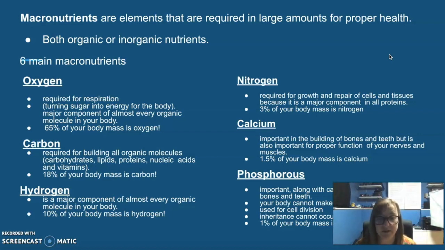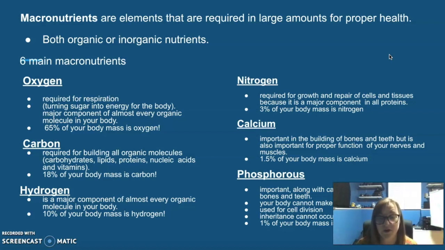So oxygen we need for our respiration, for our breathing. We use that to turn sugar into energy for our bodies, which is our respiration. And it takes up 65% of our body. So it's a pretty large percentage. Carbon is the building blocks for all organic matter. We use them for carbohydrates, lipids, proteins, nucleic acids, which is in our DNA, and our vitamins. It's 18% of our body.